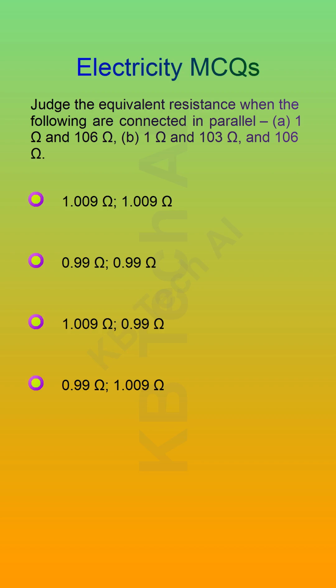Judge the equivalent resistance when the following are connected in parallel. A. 1 ohm and 10^6 ohms. B. 1 ohm, 10^3 ohms, and 10^6 ohms. Option 1, 1.009 ohms, 1.009 ohms. Option 2, 0.99 ohms, 0.99 ohms. Option 3, 1.009 ohms, 0.99 ohms. Option 4, 0.99 ohms, 1.009 ohms.